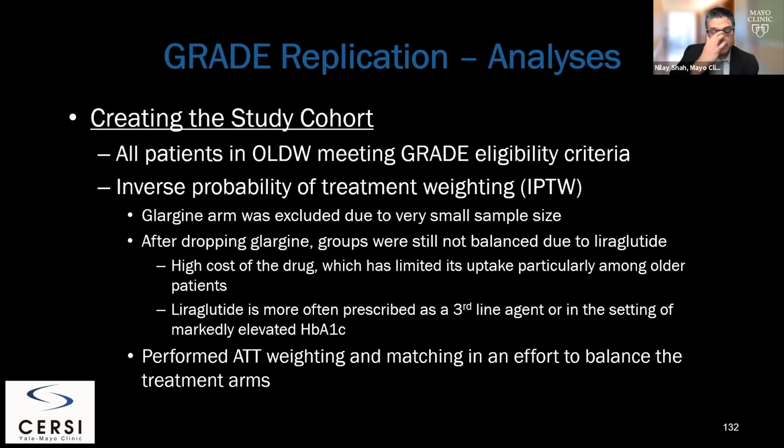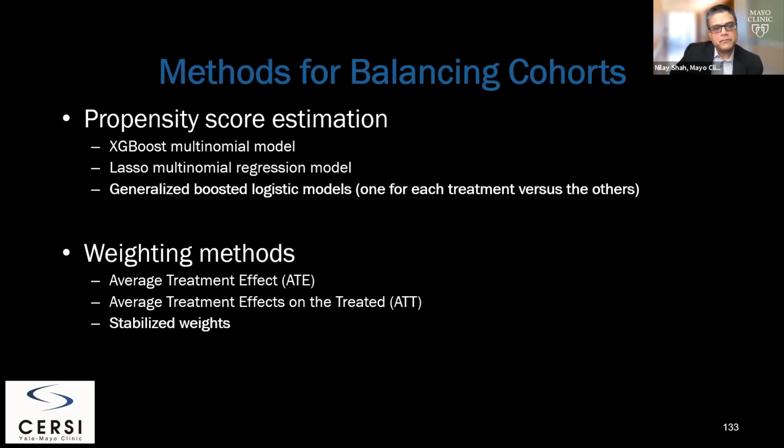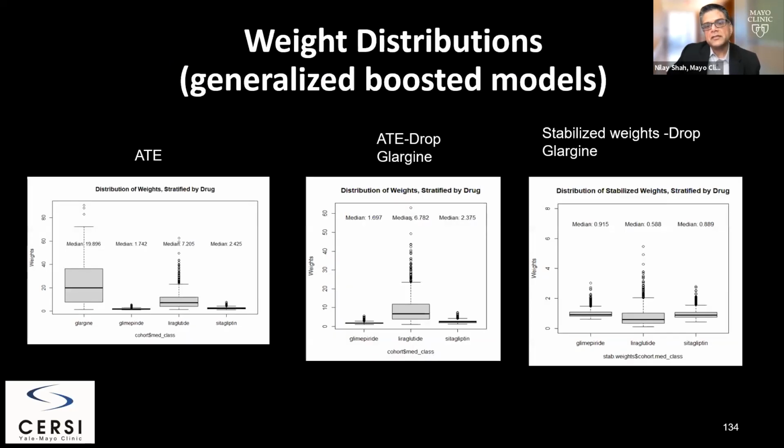So we performed a variety of approaches to weight the different cohorts. We used a generalized boosted logistic model and used stabilized weights, which, as you'll see in this next slide, gets us a little bit closer and a little bit better balance. But with the other approaches, we saw a fair amount of variation across the 3 groups. The results of this trial are not complete. The emulation will be completing shortly, and the trial results won't be available until later this year.